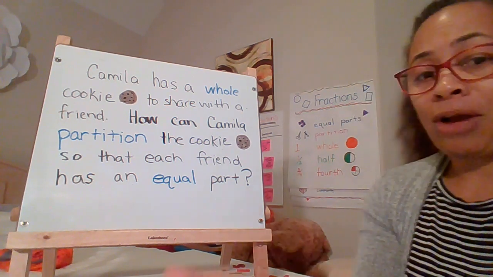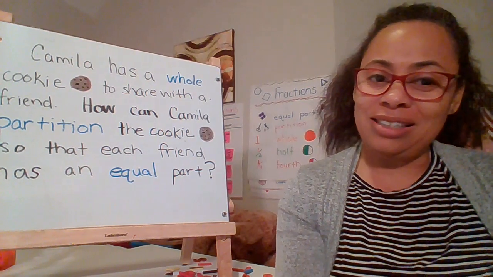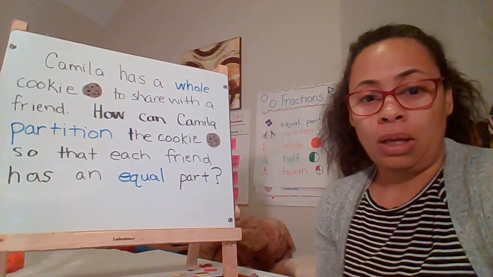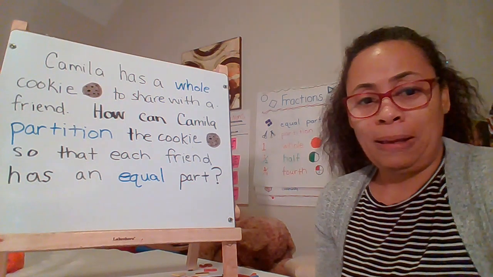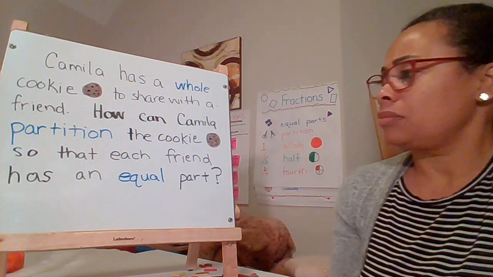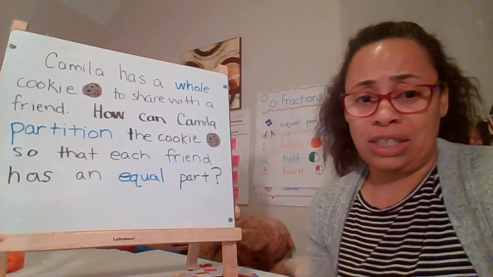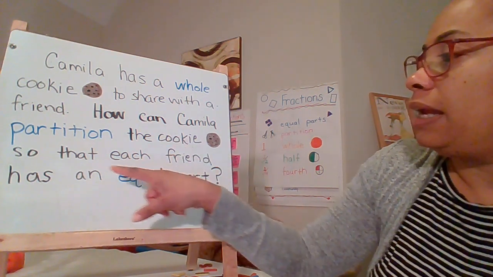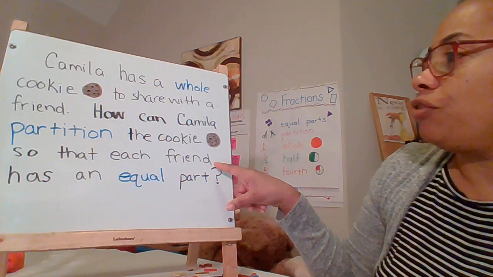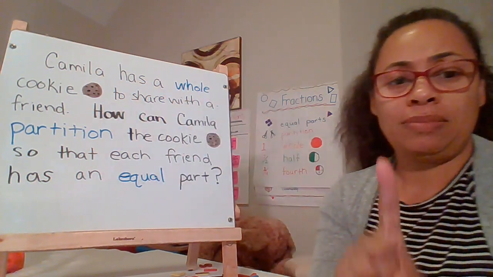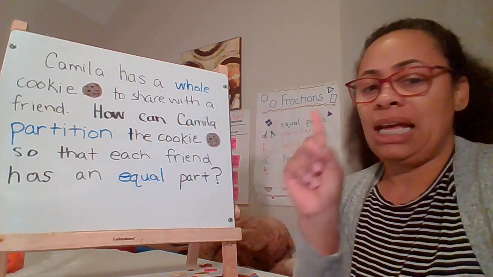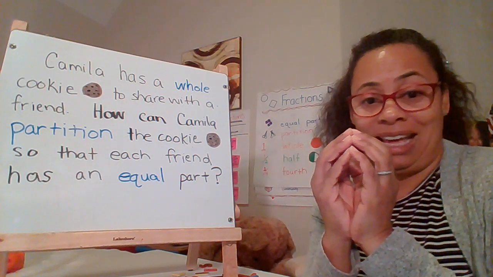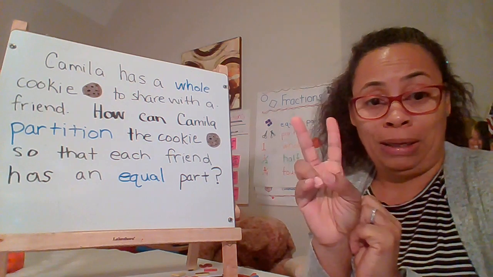So when you're looking at a problem like this, you've got to think about, what do I need to know to solve it? What else do I need to know? I know that it has to be equal. Well, then I need to know, how many people am I going to share this with? How many people will I need to partition this cookie with? So it looks like it's Camila and a friend. A friend. So that just means one friend. So Camila and one friend is two people. So that means we're going to take the cookie and share it between two people.